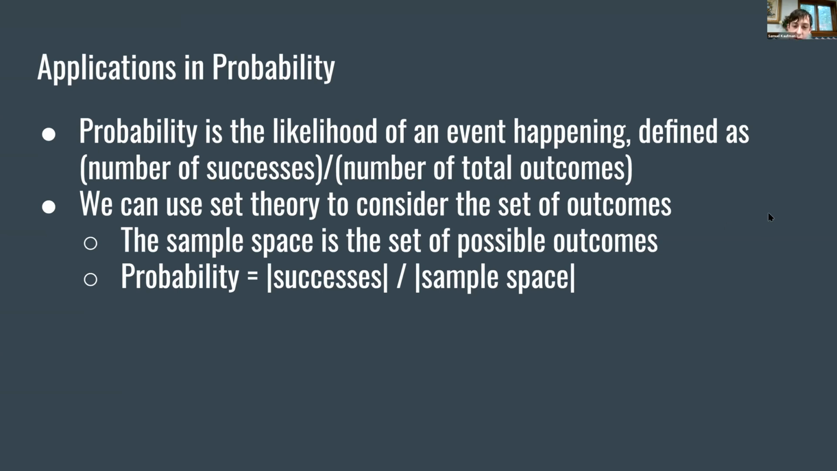We can use set theory to look at the probability of outcomes. So we had one set, the sample space, which was the set of possible outcomes for something to happen. And then we can define probability as the cardinality of the set of successes divided by the cardinality of the sample space.